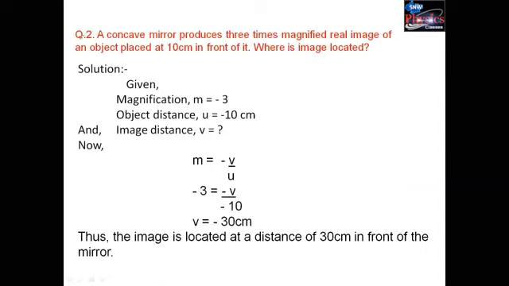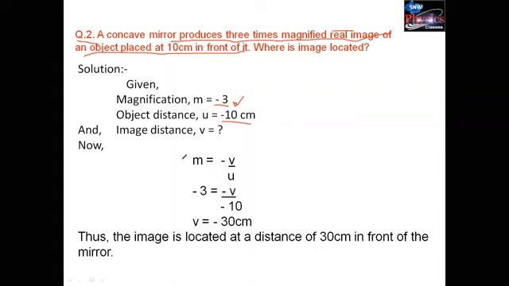Okay. The second question is: a concave mirror produces a 3 times magnified real image of an object placed at 10 centimeter in front of it. So the concave mirror is producing a 3 times magnified image when an object is placed at a distance of 10 centimeter. The magnification will be -3 because it is a real and inverted image. Since a real image is formed, the magnification is with a minus sign, so m is -3. Object distance is always negative, so u is -10 centimeter.